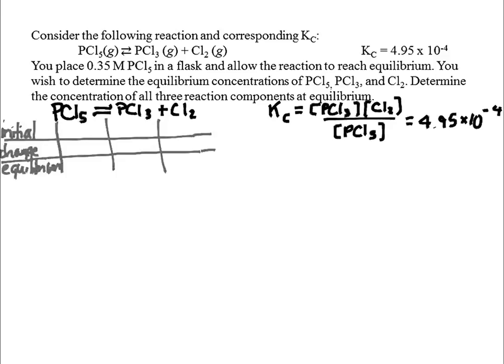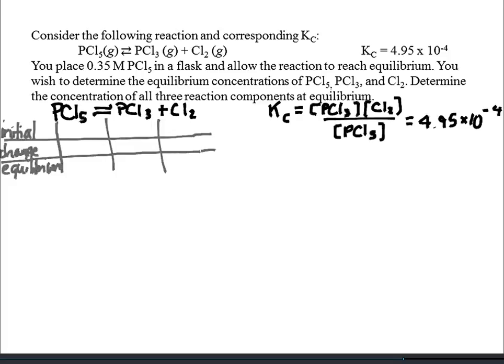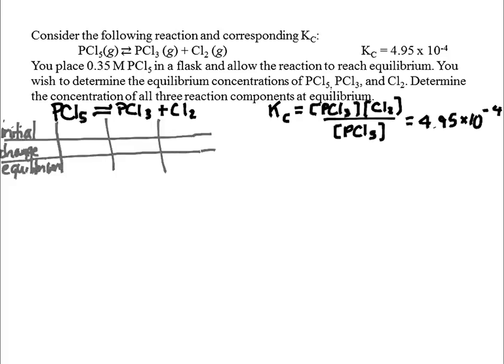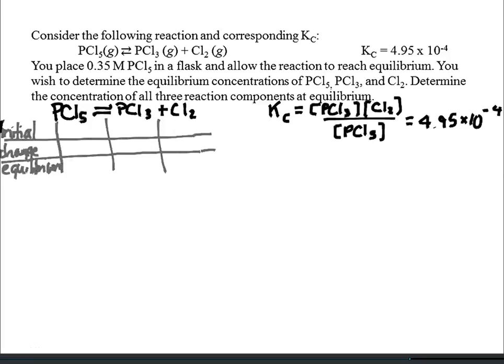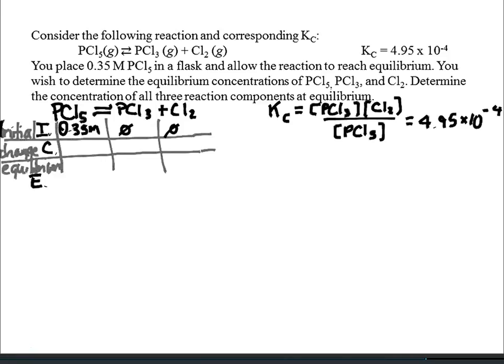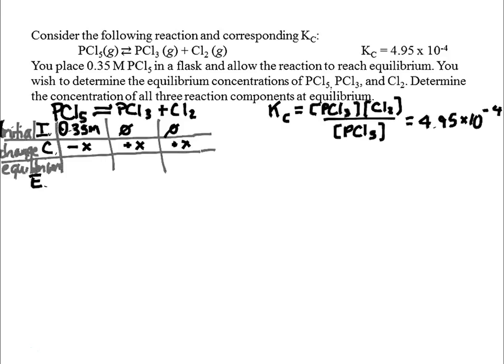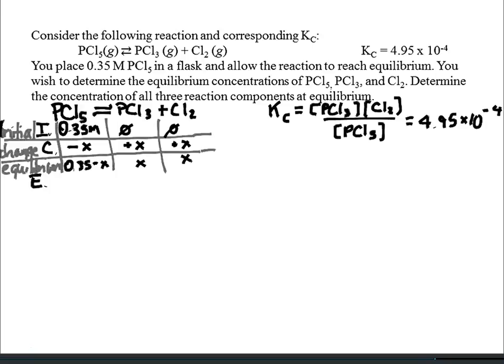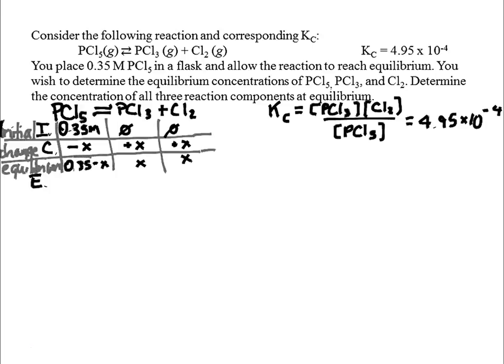We're going to set up our ICE table again, initial, change, equilibrium. We're going to plug in 0.35 molar on the left and 0 on the right-hand side. And we're going to have minus x and plus x and plus x on the right. So that's here. And then we're going to have 0.35 minus x, and x as our equilibrium values. Those are going to get plugged into the equilibrium constant expression. And then we're going to solve for x.